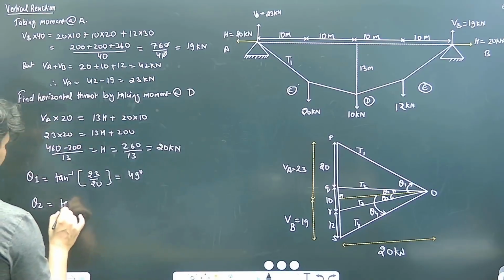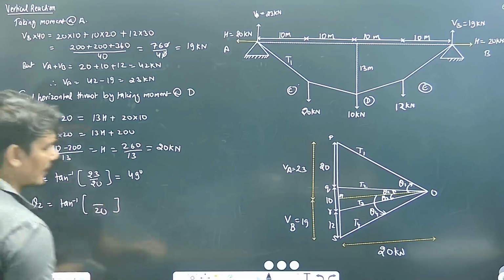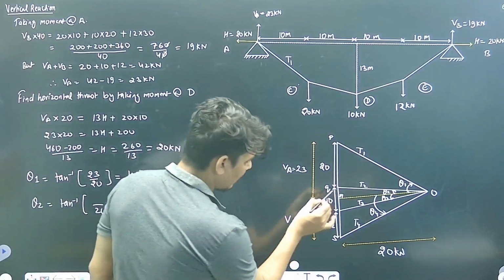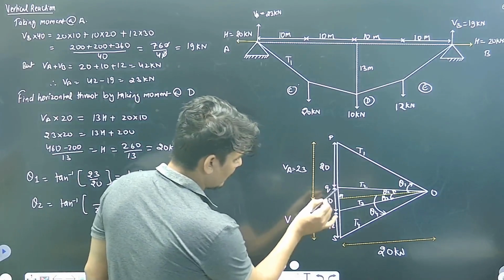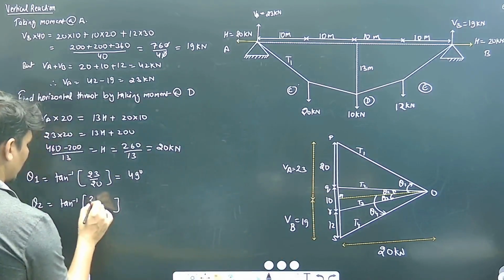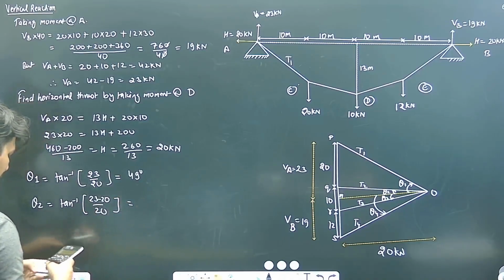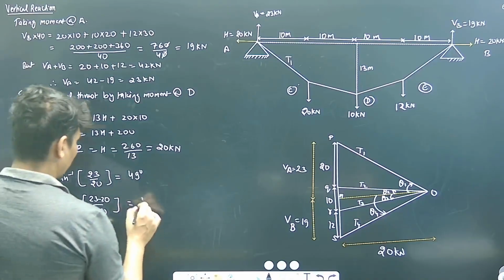Theta 2, tan inverse, base is not changing, perpendicular does. What is perpendicular? This QM value कितना है? 23 में से 20 हटा दो, क्या बचेगा भाई? कितना है? 3/20 tan inverse, 8.53 degree.